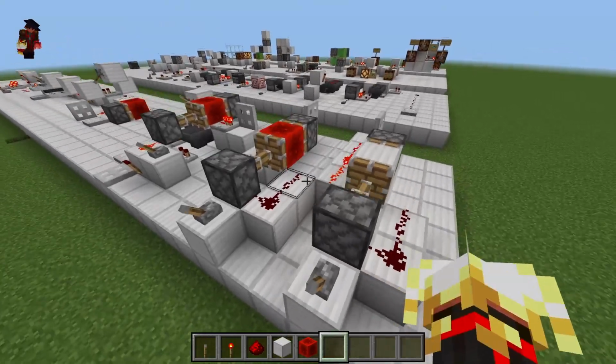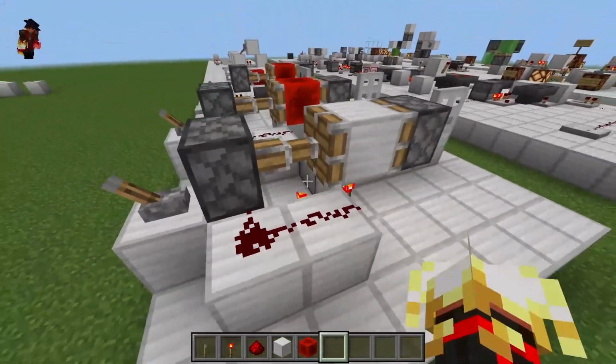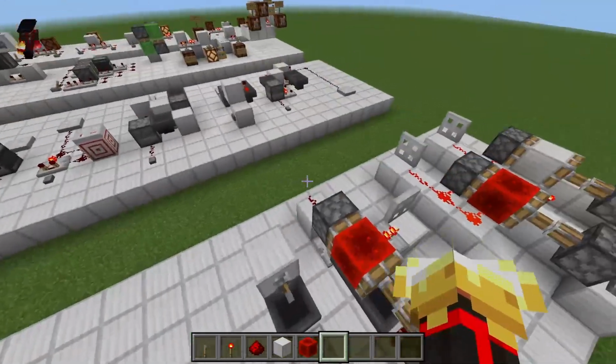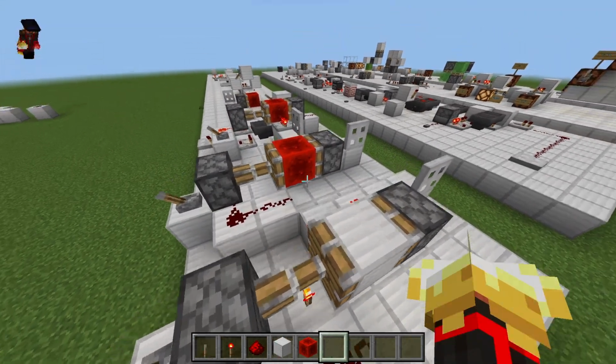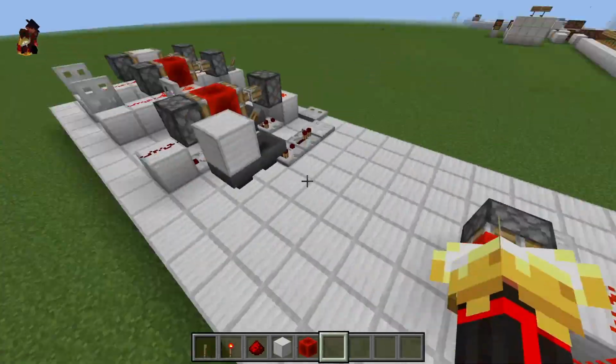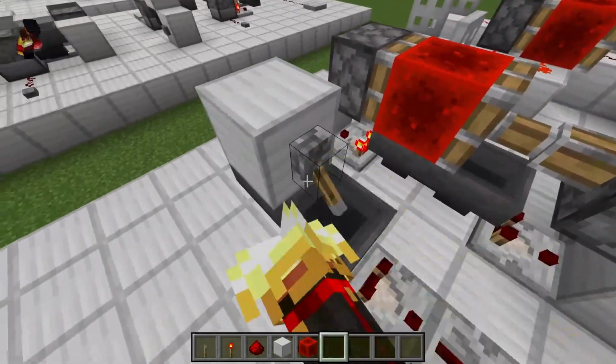So that's redstone clocks, and yeah, there's a ton of different redstone clocks. These are not all. There'll be variations of all of these, and there'll be definitely more out there. However, these are the more common designs.